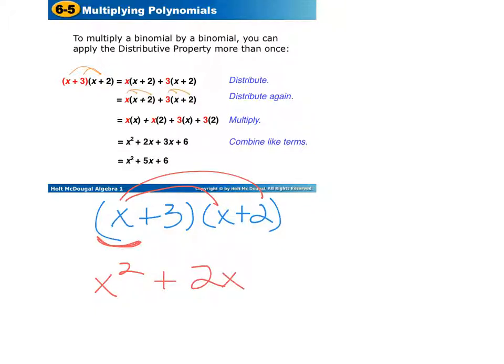Now I have to distribute the 3 to both of the terms. So 3 times x gives me 3x. Then the 3 gets distributed to the 2, and I get 6. They're showing here the multiplication and what they did when they distributed.